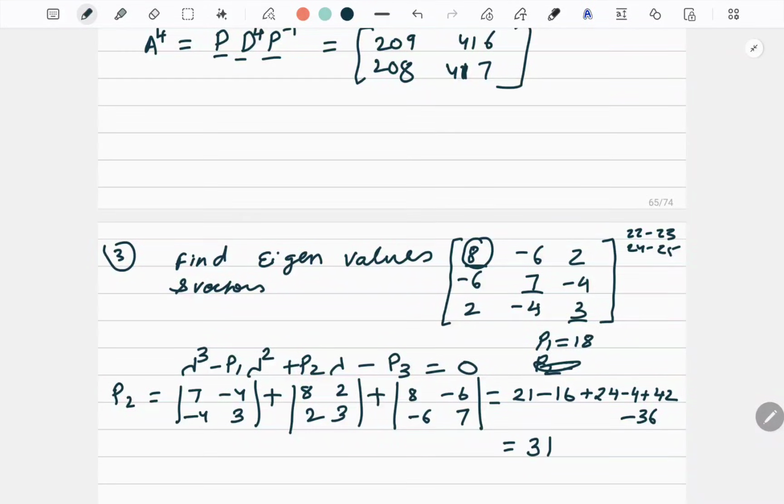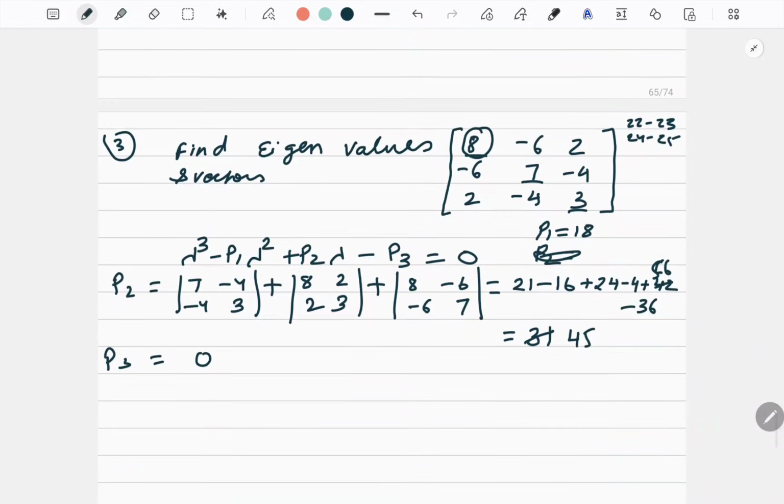Let me cross check this. I have a doubt on this value, and the third value when I am finding out the determinant. Okay, so if you check the determinant of this, let me go to the determinant. See my silly mistake. 8 7s I have written 42, it is 56, so it is 45. Okay, then P3 is the determinant. If you find the determinant of this, you will get it 0, right?